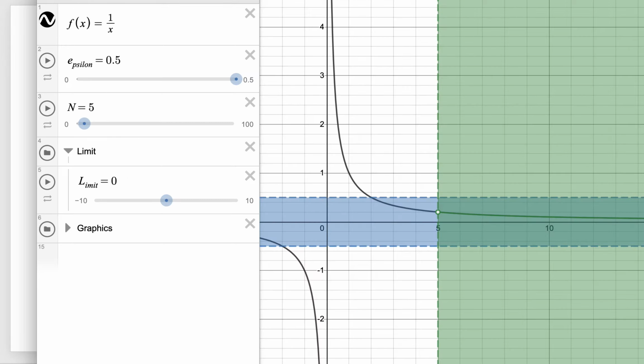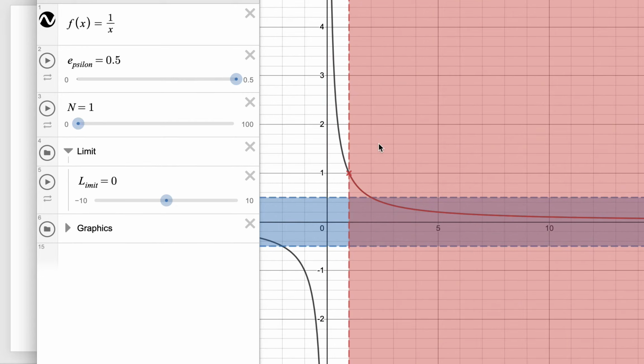Here's a Desmos file for you to look at here. My function is 1 over x. I've chosen epsilon is 1/2. And it looks like, this is already green, let me make it smaller so it's not. When n is 1, there are some y values that are outside of this epsilon band. And I'm thinking the limit is 0 for that. If I make n larger, like n equals 3, 1/3, 1/4, 1/5, any of these x values after 3 would give me 1 over that number is less than 0.5.